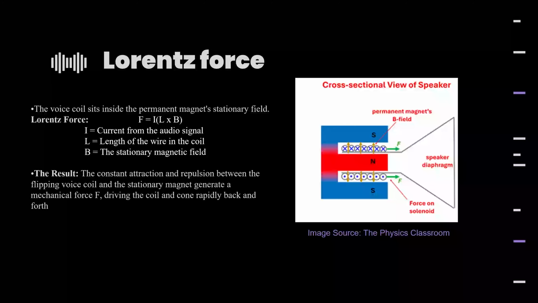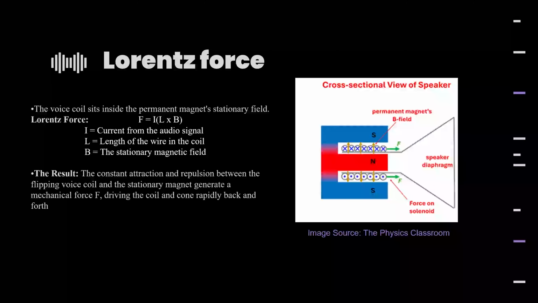And we can also see the Lorentz force applied in the EM speakers. In the diagram here, the cross section, we can see the equation F = I L × B, which is the Lorentz force equation we studied in class. The voice coil sits inside the permanent magnet's stationary magnetic field, the B field, signaled by the yellow arrows around here. And the blue symbols are the coil. Inside the coil shows the current I moving in and out of the page.